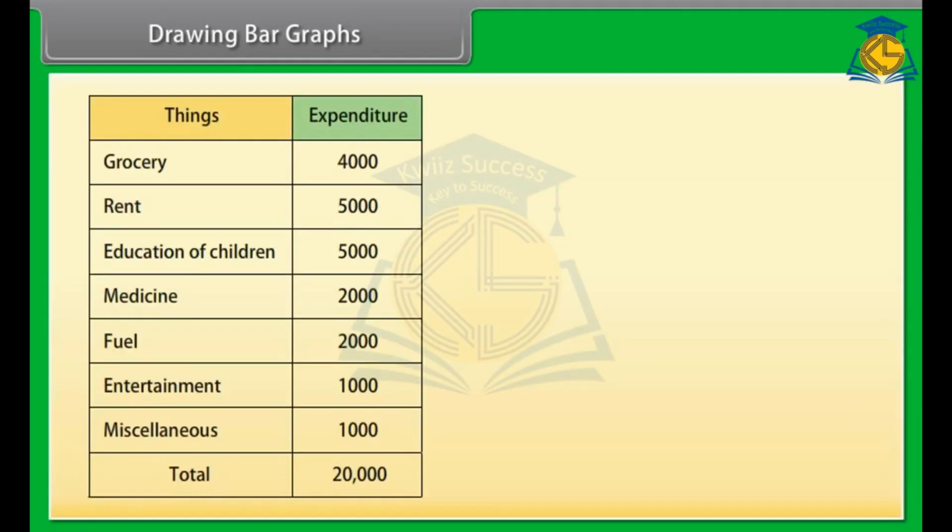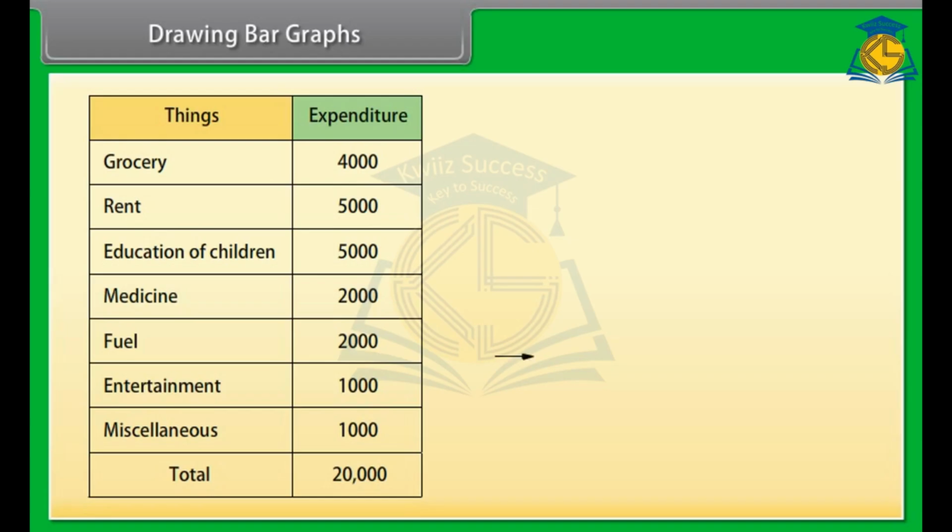Drawing bar graphs. Now we will learn how to draw the bar graph. Look at this table. This shows the data of the expenditure of the family with a monthly income of 20,000. Let us draw a bar graph of this data.